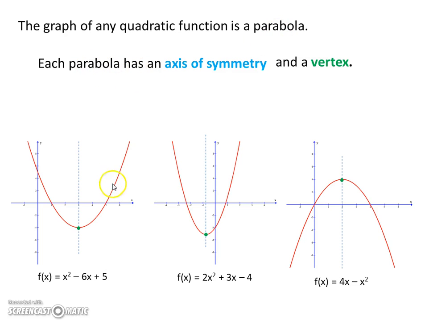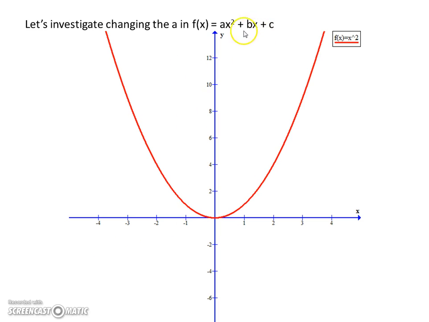Now each parabola has an axis of symmetry, that dotted blue line, and the vertex. The vertex is that turning point, the minimum or the maximum. Axis of symmetry, so it's the same on both sides. It's symmetrical. Let's see if we can work out some standard things about this formula, ax squared plus bx plus c. Let's see what happens when you change the a.